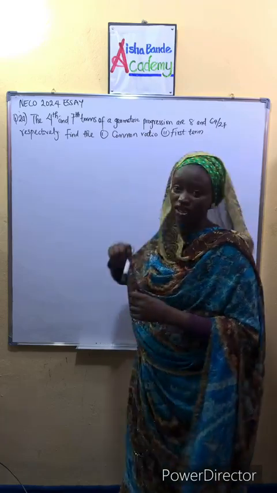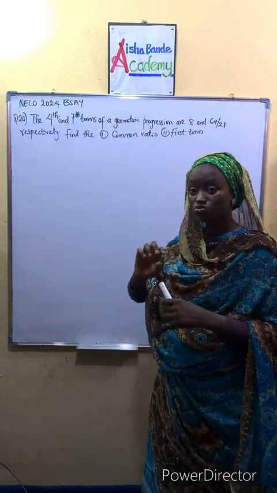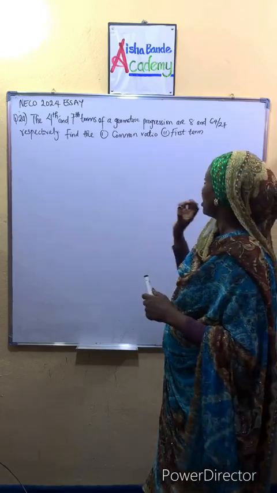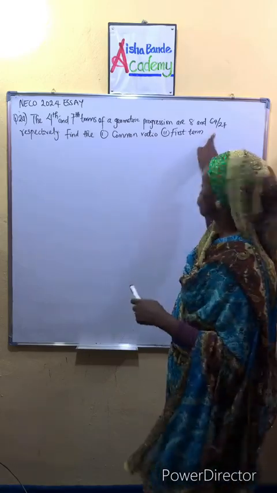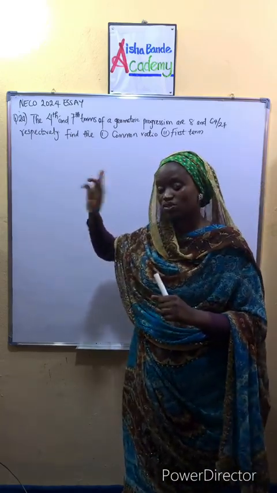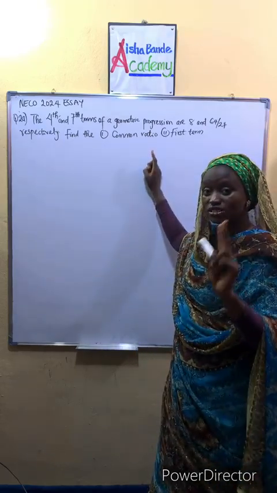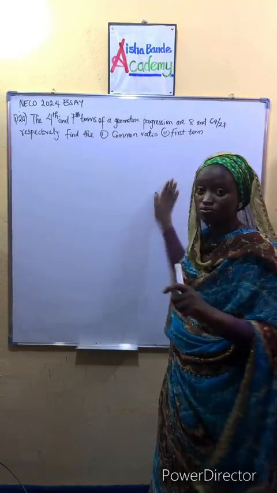So question 2A reads that the fourth and the seventh term of a geometric progression are 8 and 64/27 respectively. So we are asked two questions under this. First, we are to find their common ratio, and secondly, we are to find the first term. So let's begin.